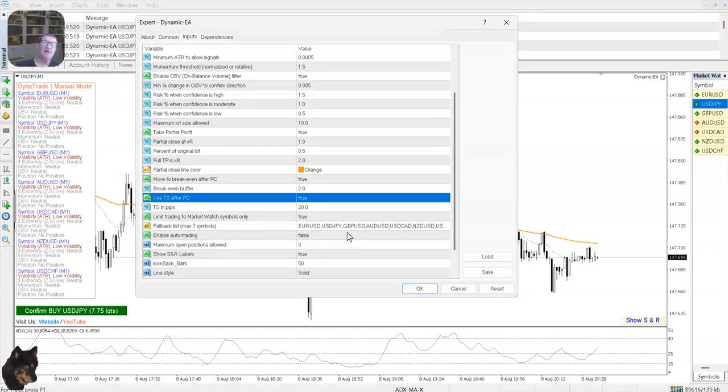Okay, enable auto trading. This is automatically set to false, and I highly suggest you leave it there. Auto trading means that this EA will entirely run on autopilot. That means you will not get this button here. As soon as it finds this, it will automatically enter a trade. It will automatically close a trade when it determines it's time to close. And you basically have at that point zero user input, zero control. The EA runs entirely like a robot.